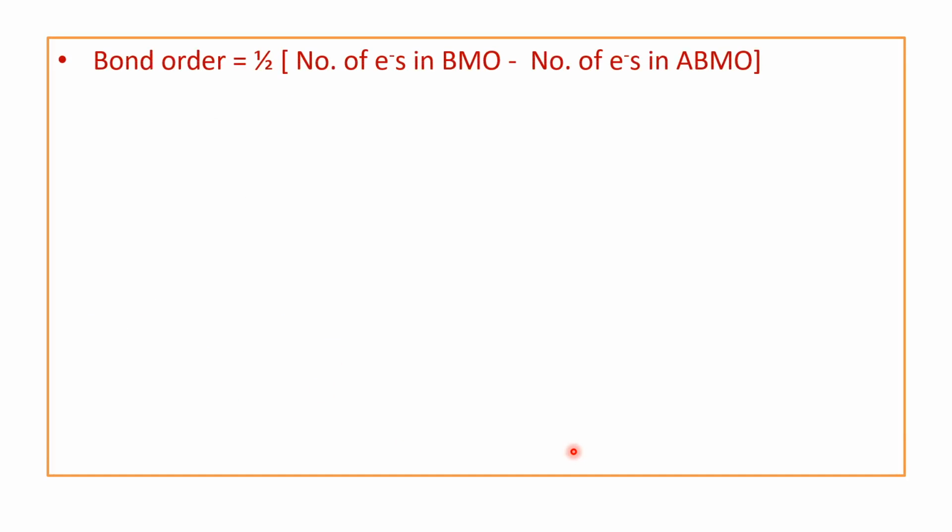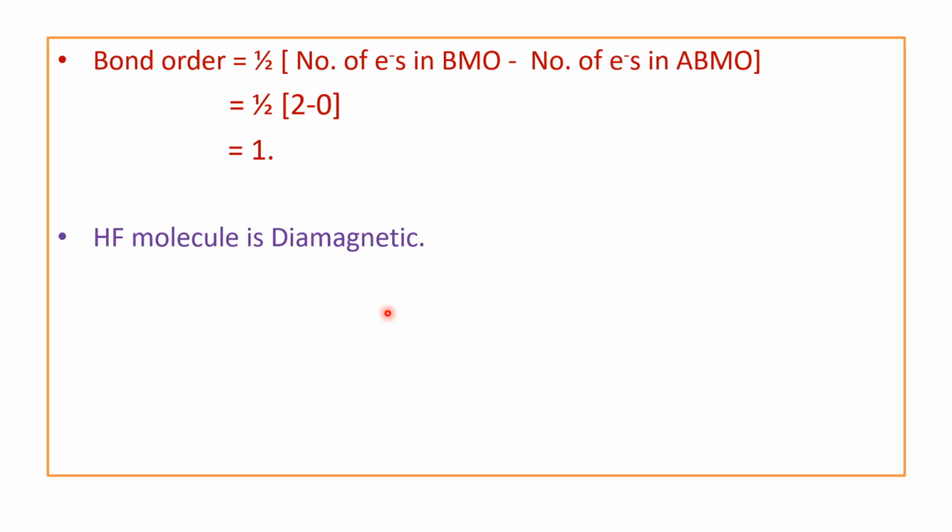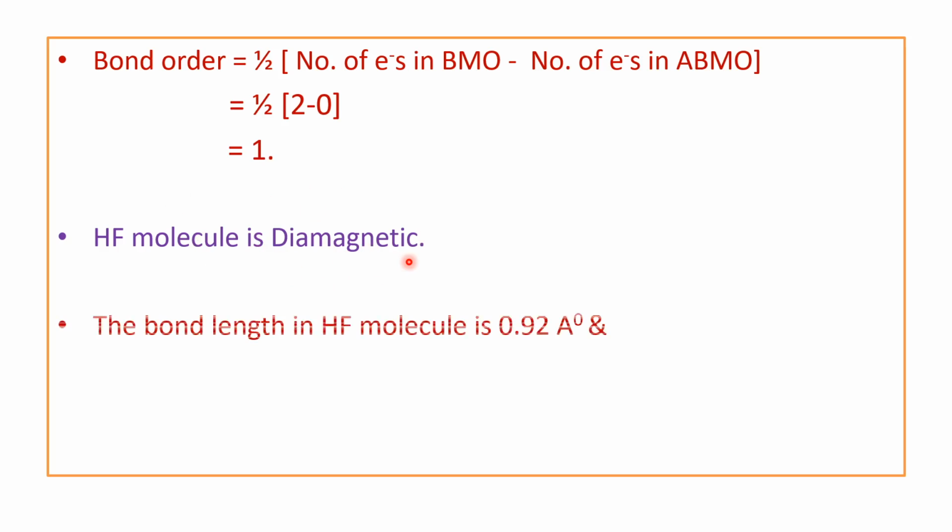So let's see the bond order. Bond order is given by the equation 1/2 into the number of electrons in BMO minus the number of electrons in ABMO. So it equals 1/2 into 2 minus 0. That means there are only 2 electrons in the bonding molecular orbital. So it becomes 1. So this shows that the bond order is 1, meaning there is a single bond between the hydrogen and the fluorine atom. Also, the HF molecule is diamagnetic. Why diamagnetic? Because the last entering electrons are paired in nature. As they are paired in nature, the HF molecule is diamagnetic.